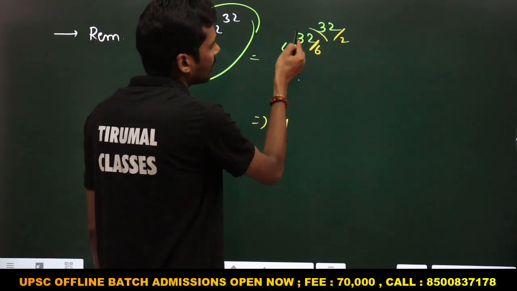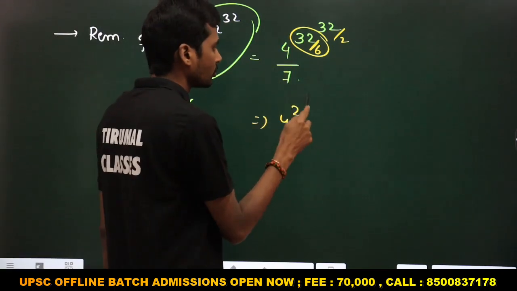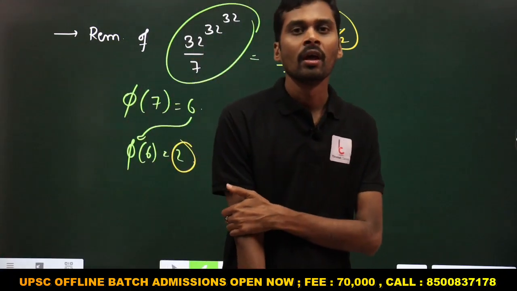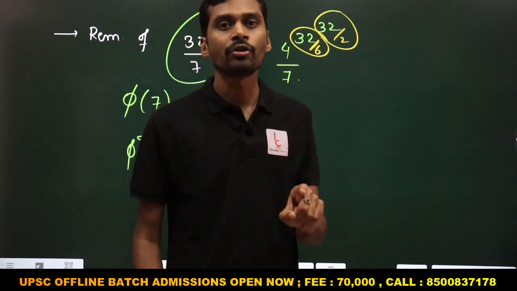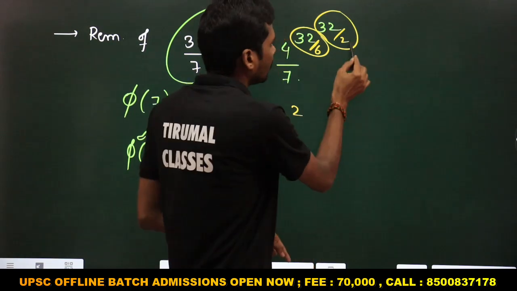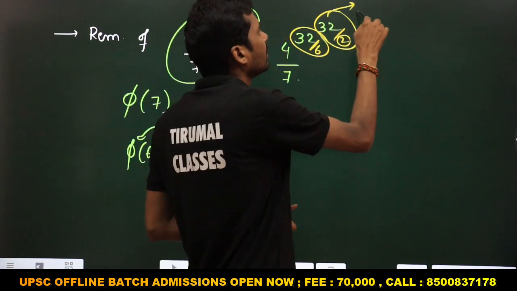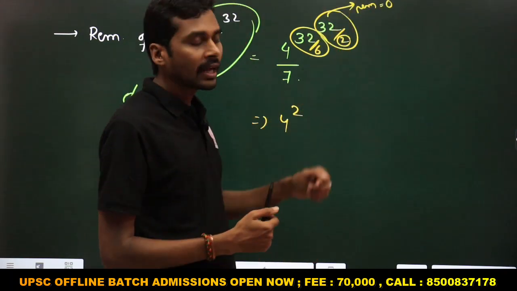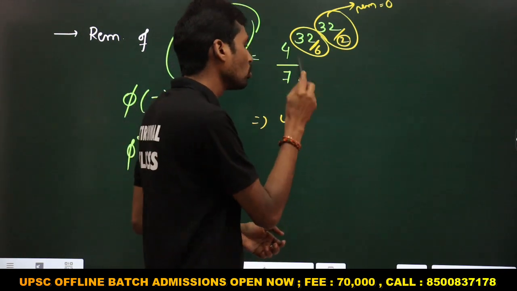4 to the power of, what is the remainder I'll get? 32 by 6 means that 6 5s are 30, the remainder is 2. But here, 32 by 2, what is the remainder you'll get? 0. Just remember one point here: if you get the remainder 0, you should not take the remainder as 0. You should take the divisor as your remainder. Since we are getting remainder 0 here, by which number are we dividing? We are dividing with 2. So I have to take 2 only.